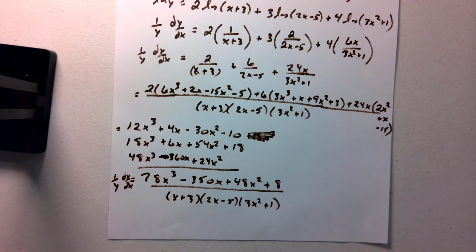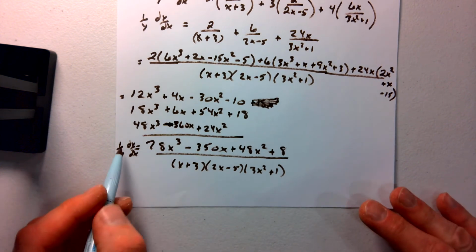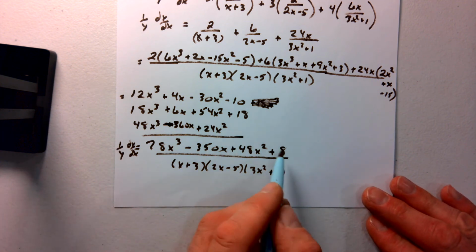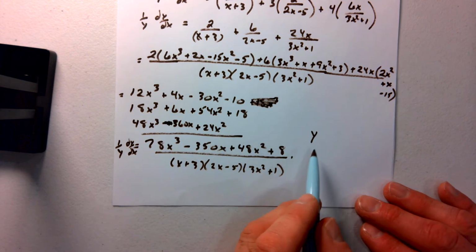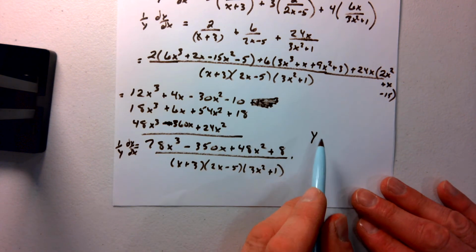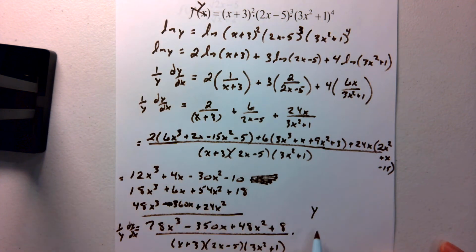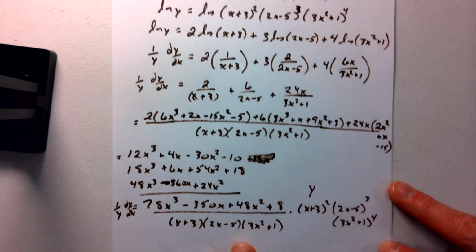We're not done yet. Oh, the fun has just begun. No, really, we're close. So we gotta get rid of this 1 over y, though. So we're going to multiply this side times y. And we'll put that up there because what do we know about y? Y is the original function. So we're going to multiply by x plus 3 squared, 2x minus 5 to the third, and 3x squared plus 1 to the fourth.